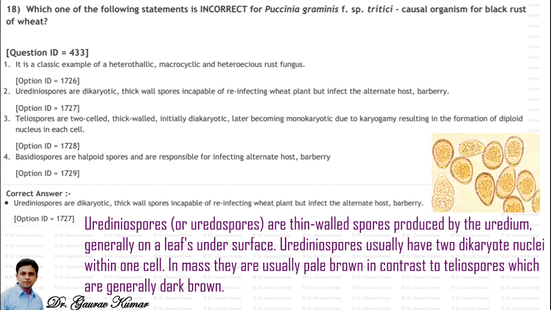They are thin-walled spores produced by the uredium, generally on the leaves' under surface, and urediniospores usually have two dikaryotic nuclei within one cell. In mass, they are usually pale brown in contrast to teliospores, which are generally dark brown. So they are actually thin-walled spores, not thick-walled spores. So the answer here is the second option, that urediniospores are dikaryotic thick-walled spores incapable of reinfecting wheat plant but infecting the alternate host barberry.